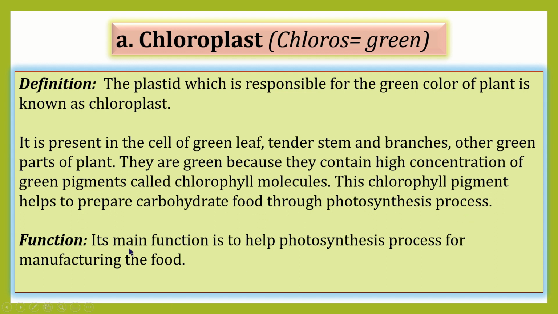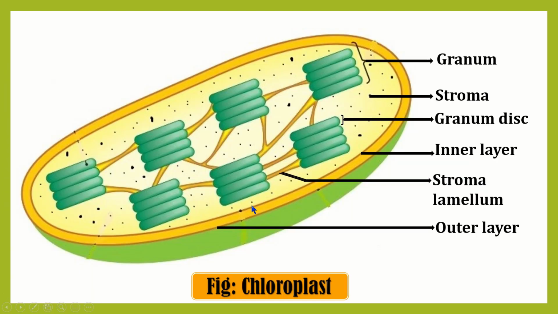Function. Its main function is to help the photosynthesis process for manufacturing food. This is the structure of chloroplast. Each chloroplast is covered by a two-layer membrane, which is made of protein and lipid. They are the outer layer and the inner layer.